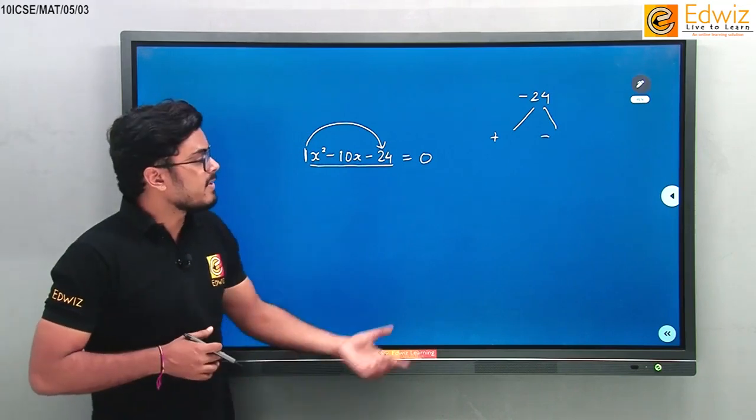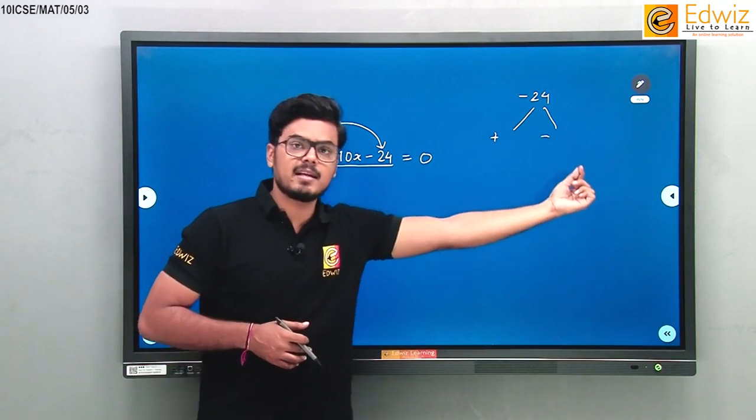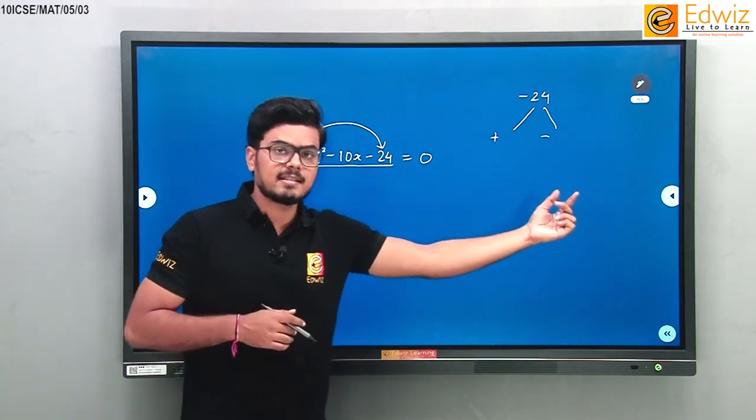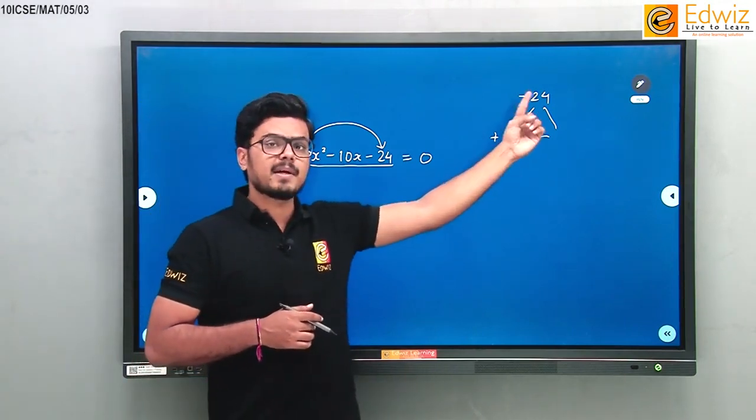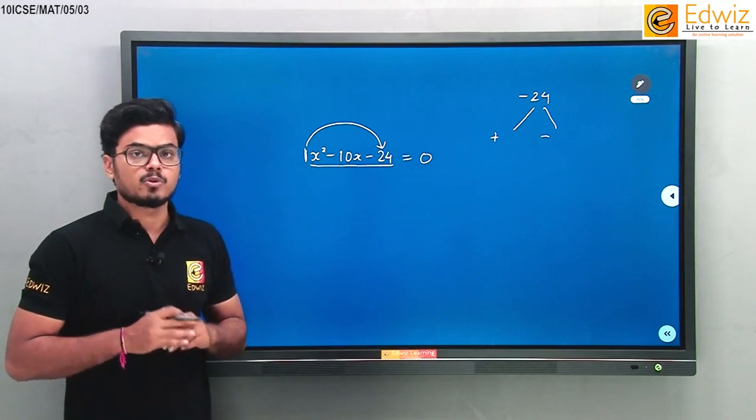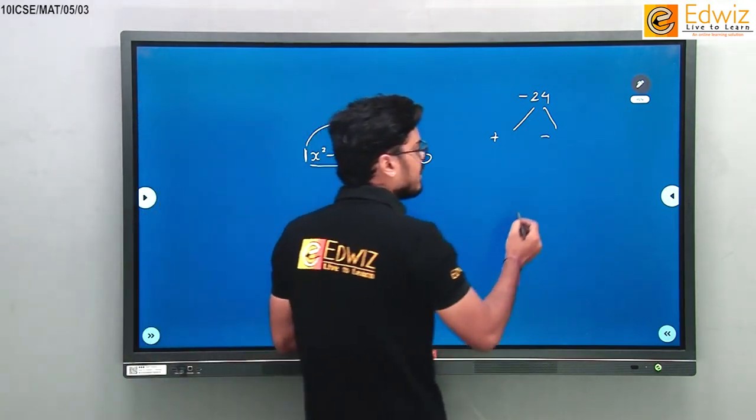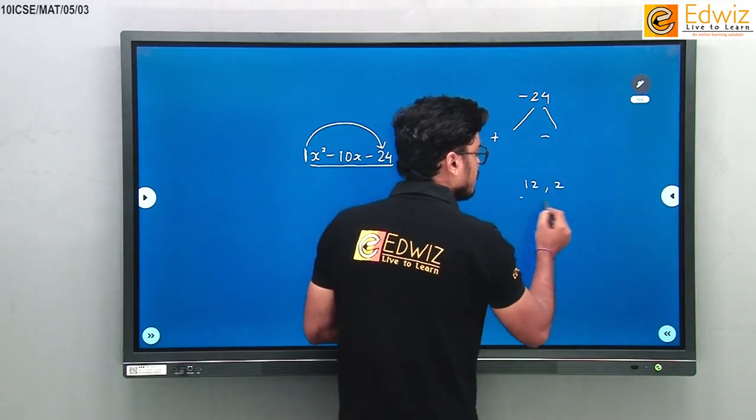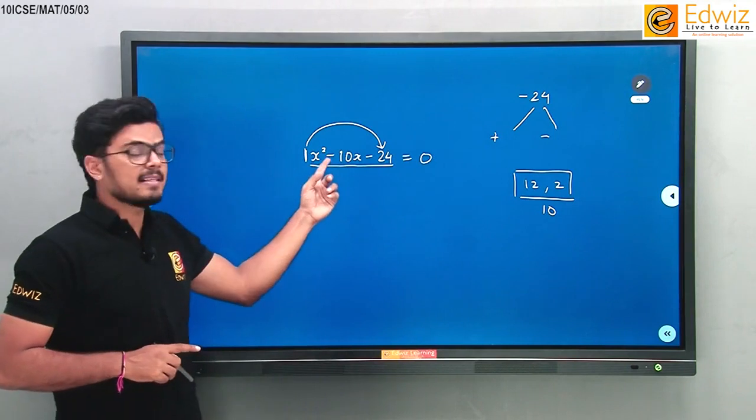And again, when we add these two numbers, the addition of a positive number and a negative number will always result in subtraction. Okay, so I need two factors of minus 24 whose difference will be minus 10. So can you think of any such numbers? Only one thing comes to mind, that is 12 and 2. The difference is 10, but we need a difference of minus 10.